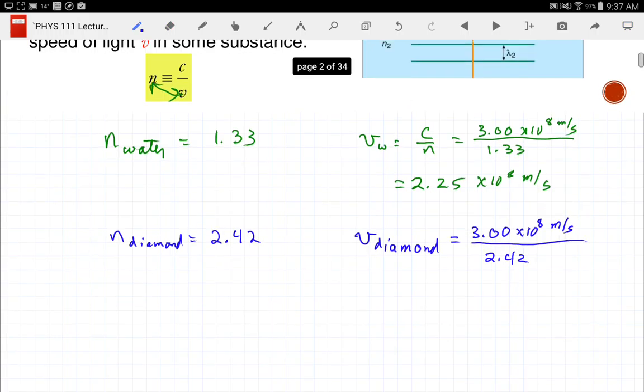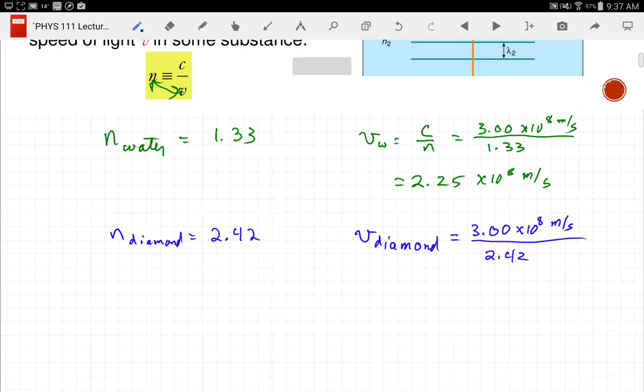For some reason, my swipe to bring up the calculator just doesn't work anymore. So I don't know what that number is. Somebody have a calculator there, Zach? Can you calculate for me? Yeah. Thank you.